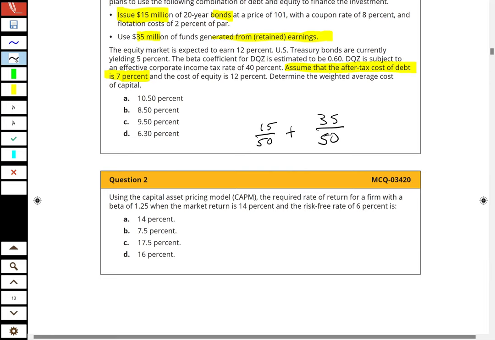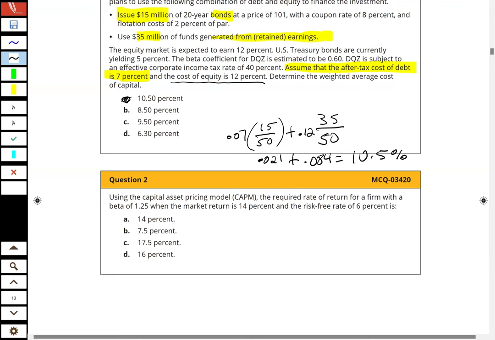So you have to put 0.07. They gave me the after-tax cost of the debt. And they tell me to assume the cost of equity is 12%. They tell me what to assume. I can't argue with them. You win no argument with a CPA exam question. Okay. So once I do that, I can go ahead and do the math. I think it comes out to 0.021 plus 0.084, and that comes to 10.5%, or choice A.